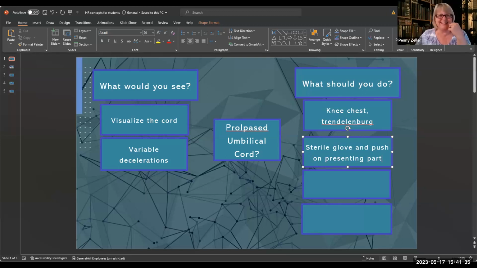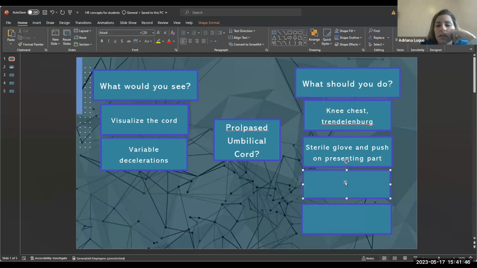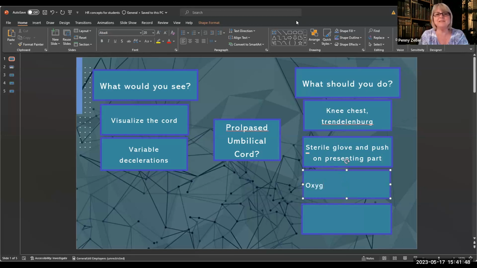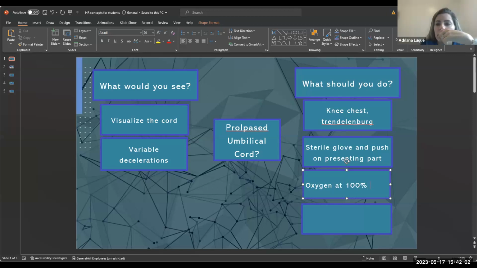Okay, that's all right. So yes, we're going to push with a sterile glove. What else could we do? Oxygen. Okay, so this is teamwork, isn't it? This is where we get everybody in the room. Oxygen at 100%. How do we give her oxygen at 100%? Face mask, 8 to 10 liters per minute. Non-rebreather. Yeah, we don't want her rebreathing her own air.